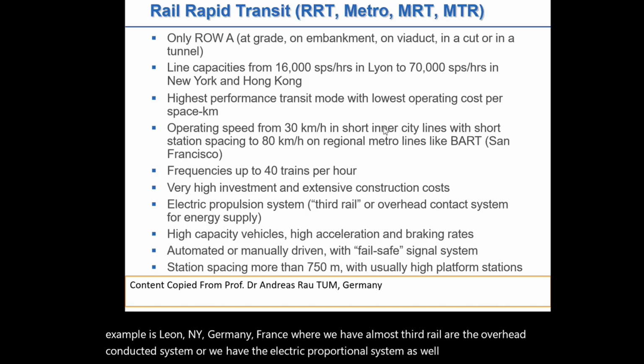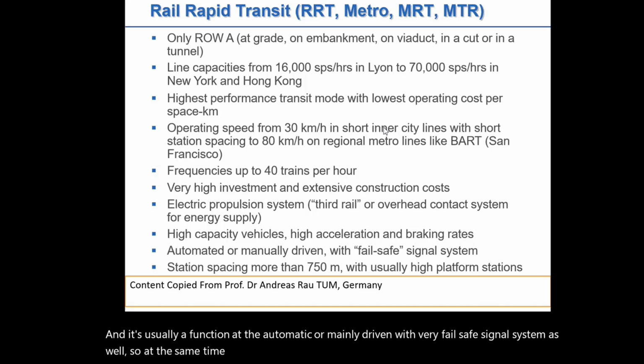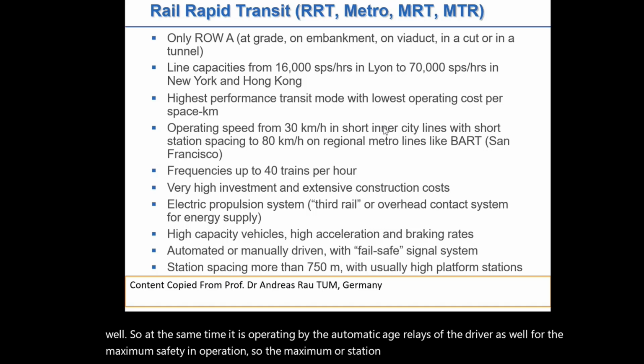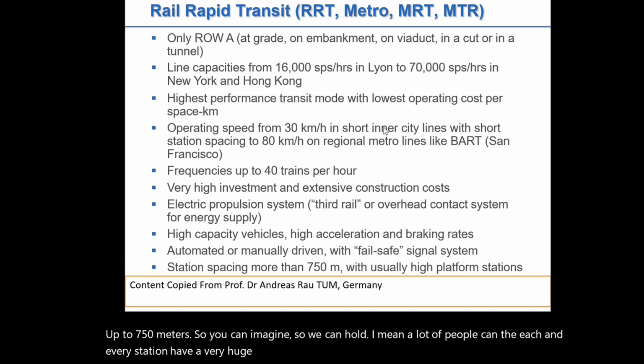And it usually functions automatically or mainly driven, with a very fail-safe signal system as well. So at the same time, it is operated automatically as well as by a driver, for maximum safety in operation. The maximum station capacity is quite high, with platforms of almost up to 750 meters. So you can imagine that a lot of people can be accommodated, and each and every station has a very huge capacity in terms of handling passengers.